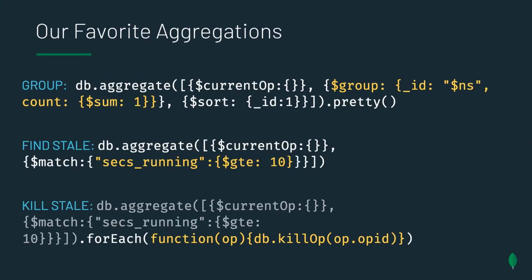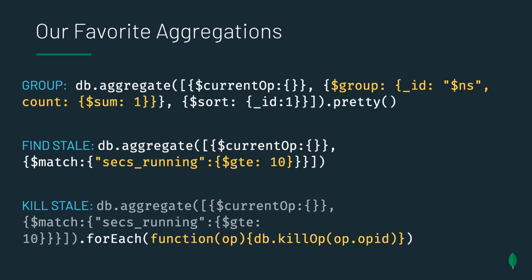The next one aggregates currentOp on the number of seconds running. Here we have greater than 10 seconds, and that's a very long time. So depending on what you're actually looking for, and again, how your application is, you may want to fine tune that for your own needs.